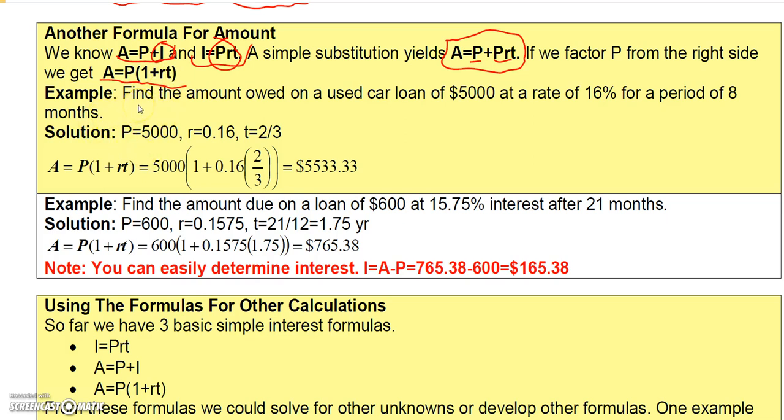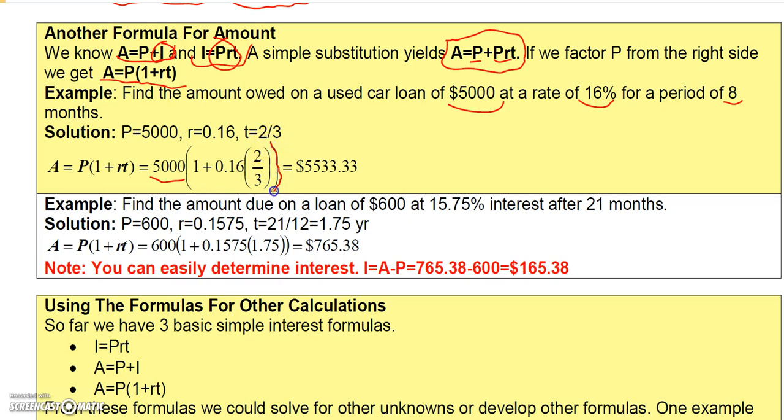And so if we went back and worked that same problem to find the amount, we actually could determine the amount without actually knowing the interest ahead of time. So, as you can see in this formula, all you need is the same thing you needed before: principal, rate, and time. So we know the principal of that car loan was $5,000. We knew the rate was 0.16, and we knew the time was 8/12 of a year, or 2/3 of a year. So if we plug that into the formula, we take 5,000 times the quantity 1 plus 0.16 times 2/3.